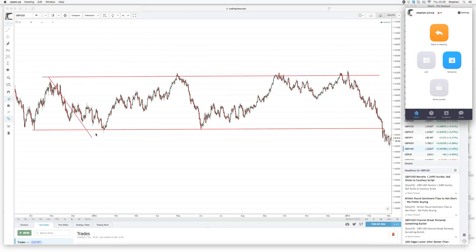So you can see that it's all going all over the place, but the market overall is completely going sideways. And that is just a quick way to identify what a ranging market actually is. It's just a market that's going sideways and is not trending.